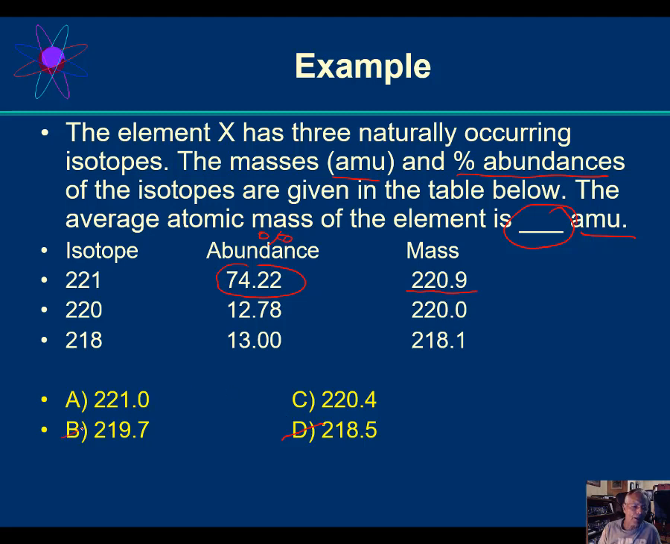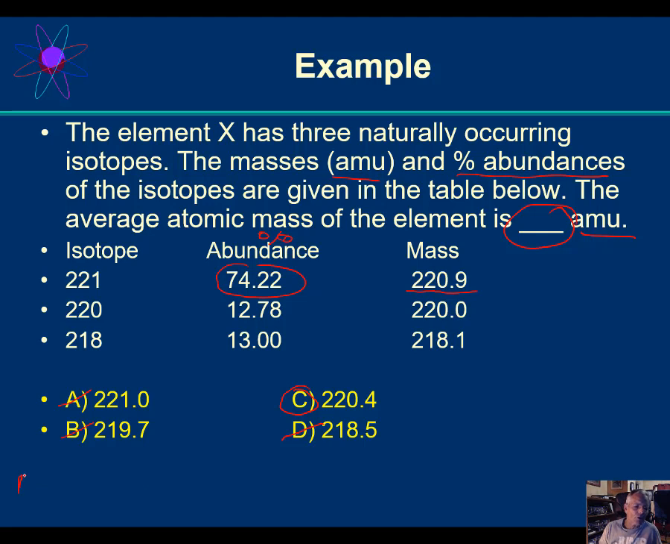I could eliminate B, because these 2 only constitute together 25.78% abundance of those 2. This is still most of it. 221, well, neither of these is over 220, so that wouldn't be a candidate. Well, by process of elimination, that's going to be our answer, but let's go ahead and figure out how to compute it.